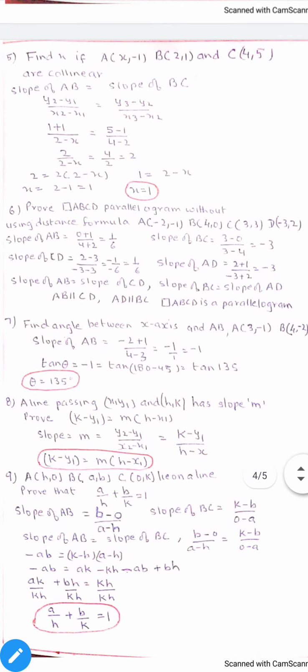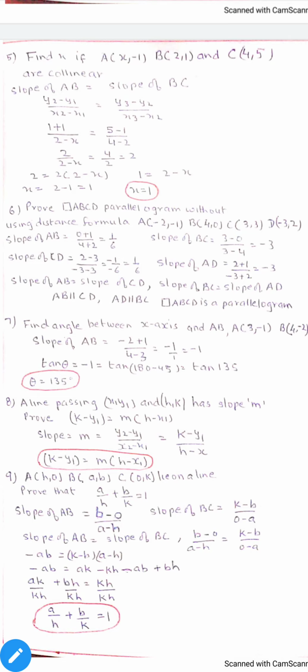Fifth question: A is (x, minus 1), B is (2, 1), C is (4, 5). Find x if A, B, C are given collinear. We use the method of keeping the slopes equal. Slope of AB is equal to slope of BC. AB has slope y2 minus y1 upon x2 minus x1. BC has slope y3 minus y2 upon x3 minus x2. We put the values and get the value of x is equal to 1.